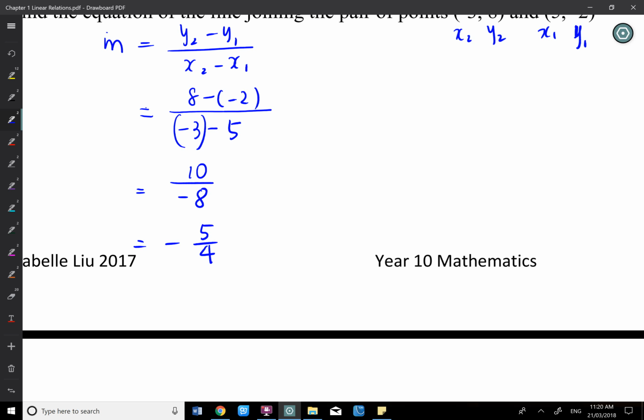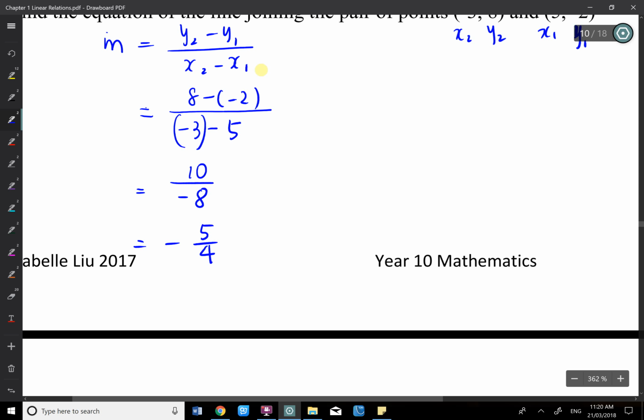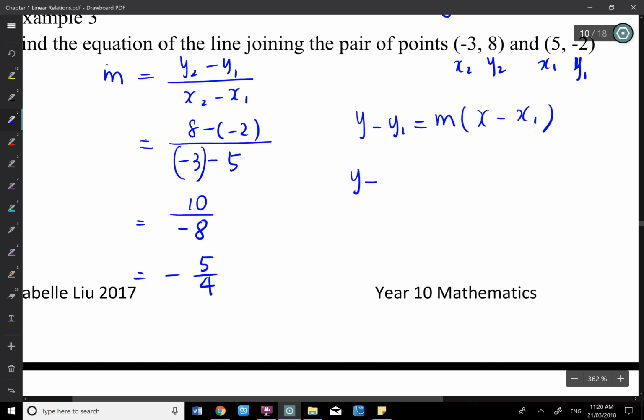Do we know the y-intercept? No. Okay, we don't have 0, something, so we don't know the y-intercept. If we don't know the y-intercept, we'll use y minus y1 equals m times x minus x1. So we have y minus y1. My y1 is -2. So y minus -2 equals the gradient, -5 over 4, times x minus x1, which is 5. So x minus 5.